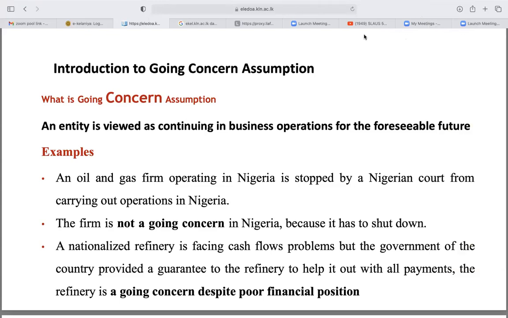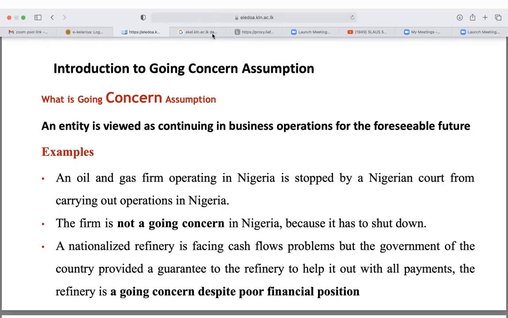Okay. So an oil and gas firm operating in Nigeria is stopped by a Nigerian court from carrying out operations in Nigeria. The Nigerian court is telling this company not to produce oil and gas.